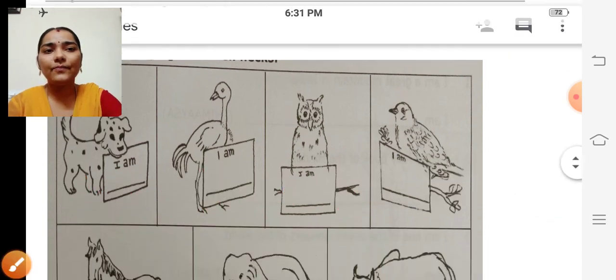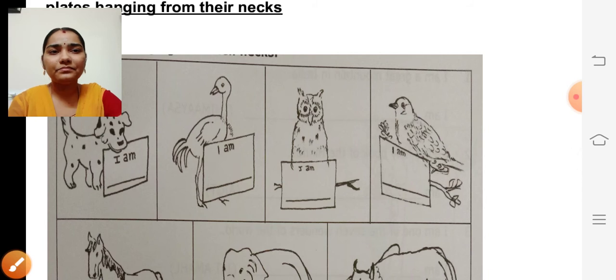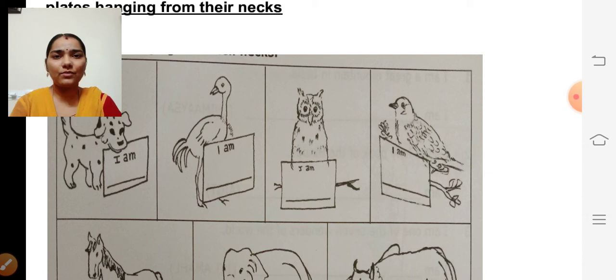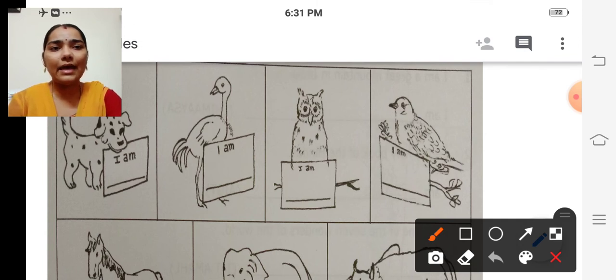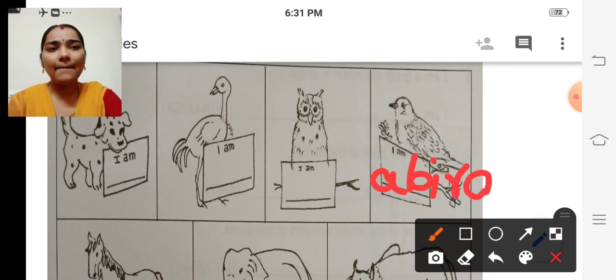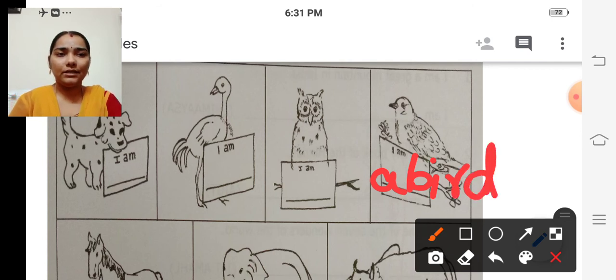Next one is, it is a bird. Bird. B. Bird starts with B. Is B a vowel? No, isn't it? It is not a vowel. So we have to place a before bird. I am a bird.